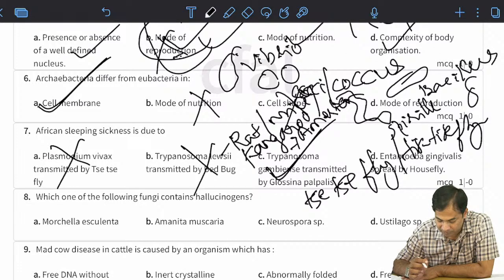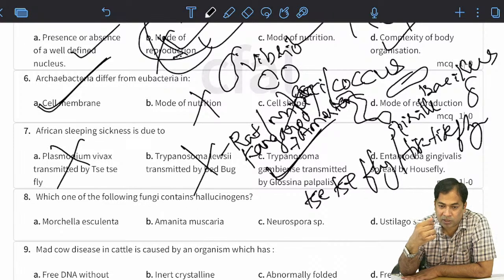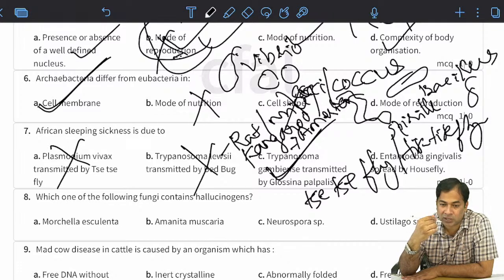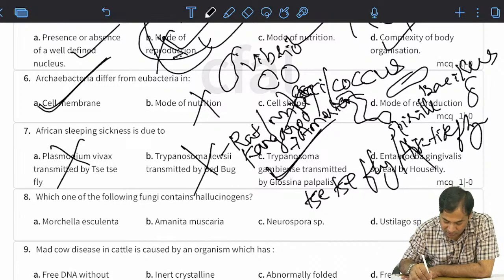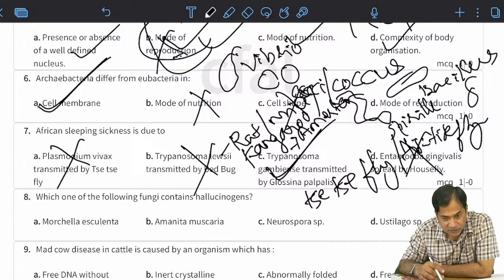Then Entamoeba gingivalis spread by housefly. Entamoeba gingivalis infects the mouth, the oral cavity, in between the teeth. That is called the gingival area in the mouth. So definitely this doesn't cause sleeping sickness. So this is also a wrong option. So the correct option is option C.